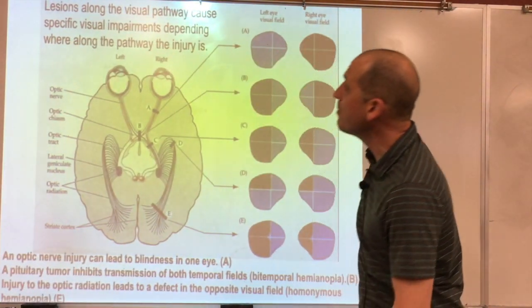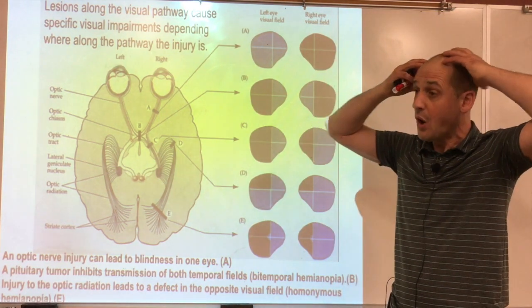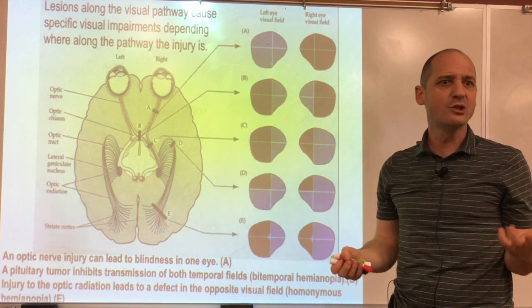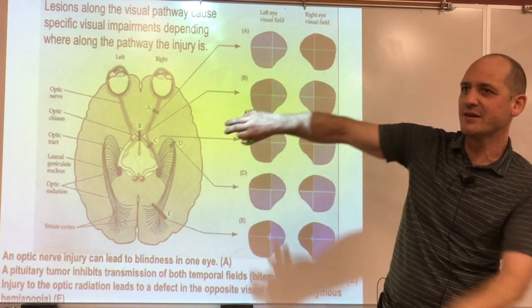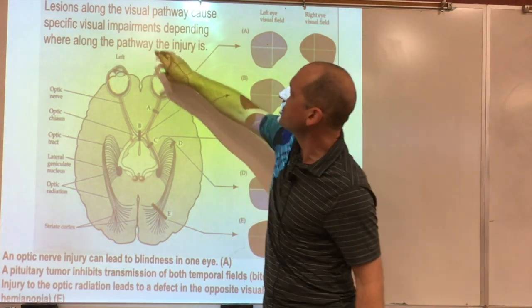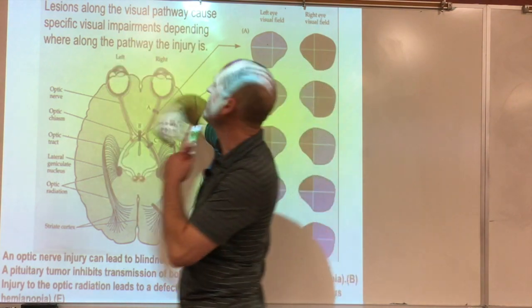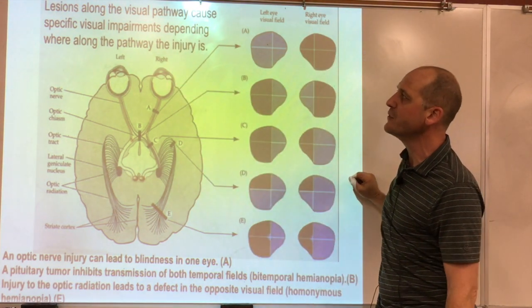One of the things that's cool about the eyeball is that it's deep inside the head. So if something goes wrong, I can't just cut it open and look. I can understand lesions along the visual pathway because they give us specific visual impairments depending on where along the pathway the injury is.